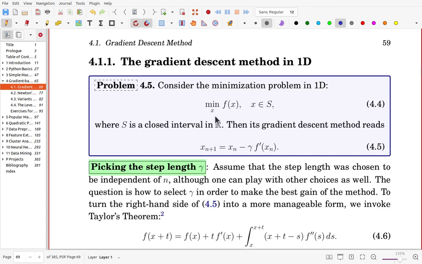Minimize over x, f of x, where x is in a closed interval. Then the gradient descent method can be formulated in this way. Now, let's do some analysis to find a reasonable gamma. Through the analysis, we'll get some good information that is useful for some generalization of the gradient descent method.